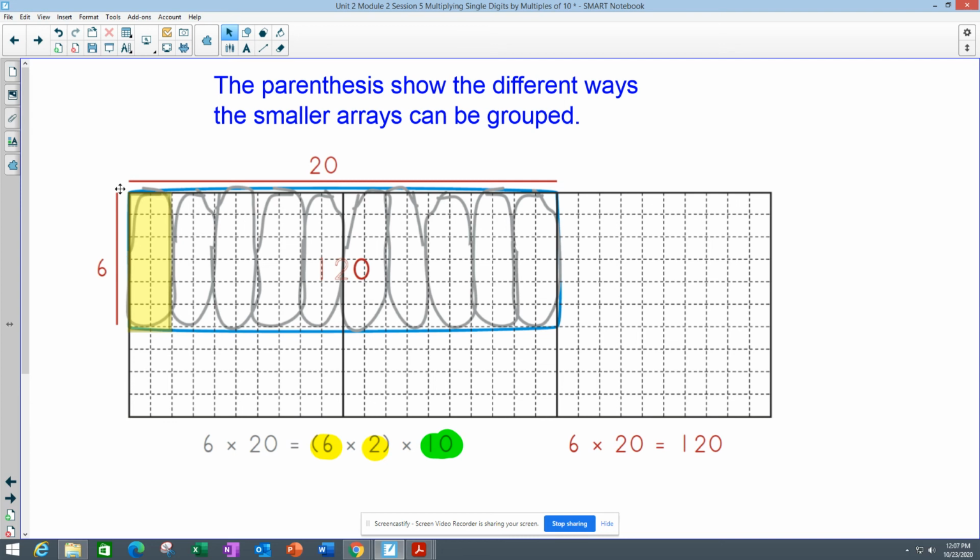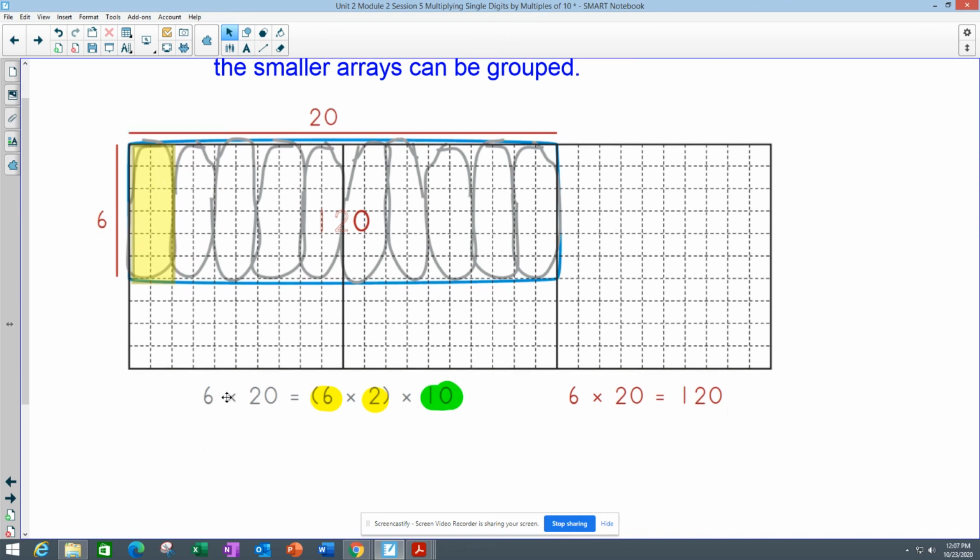One other concept we're going to be talking about again is that parentheses can show different ways we can be grouping things if we break them up. So if we had 6 times 20, 6 rows of 20, we could just break that up into 6 rows of 2. So it's 6 rows of 2 here, and then times 10. We just have 10 of them. So here would be 1, 2, 3, 4, 5, 6, 7, 8, 9, 10.